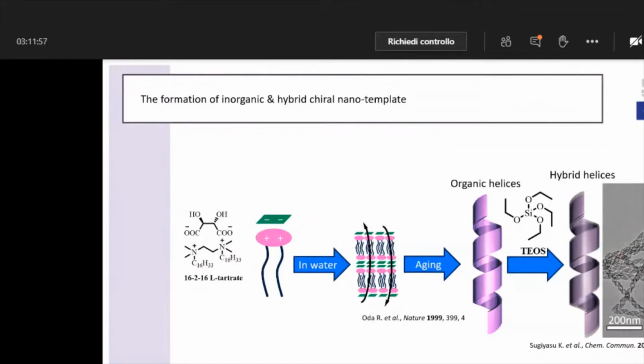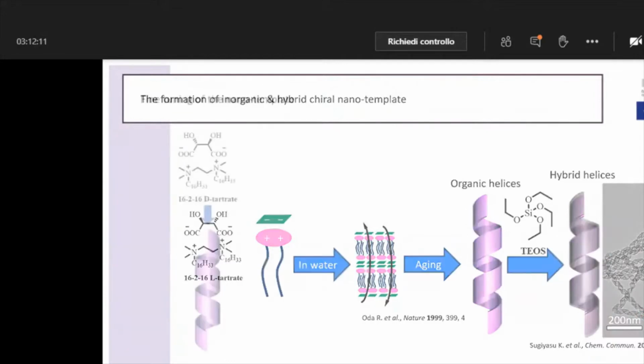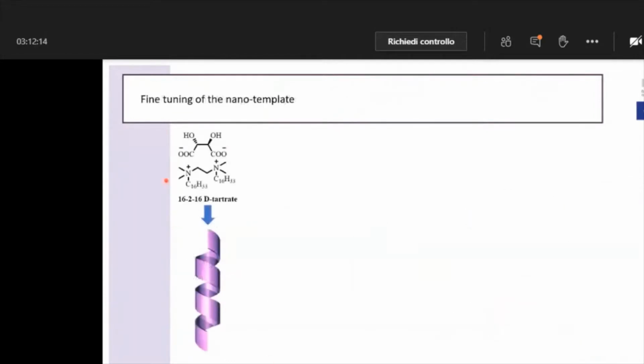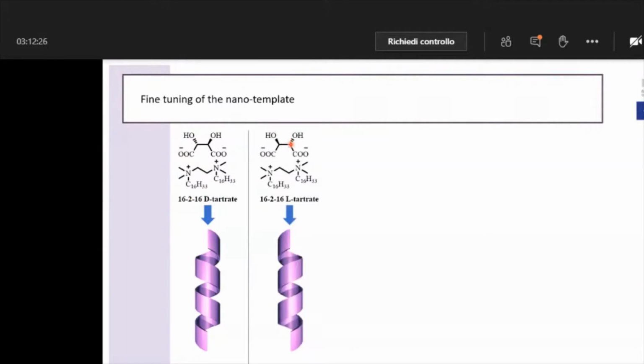By doing so, you form these hybrid helices where the organic part is still inside, and you can see on the TEM picture that we preserve very well the supramolecular shape. What is interesting in our system is that the chirality only comes from this tartrate counter ion. So if you change the ion from, for example, D-tartrate, which forms left-handed helices, to L-tartrate, then you change the handedness of the final helices from left-handed to right-handed helices.